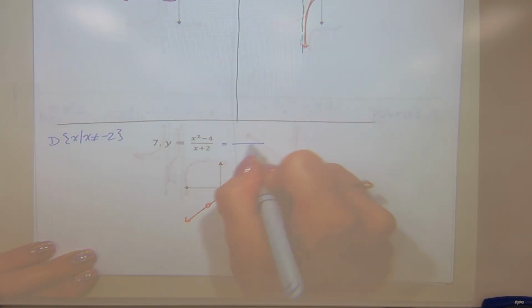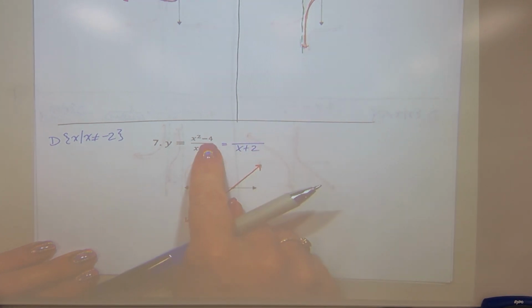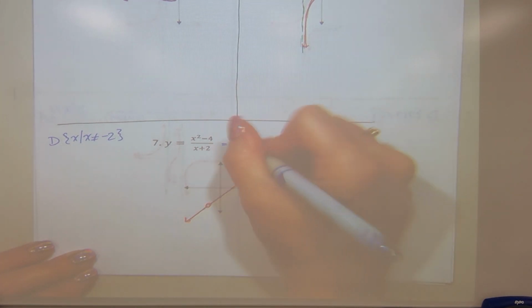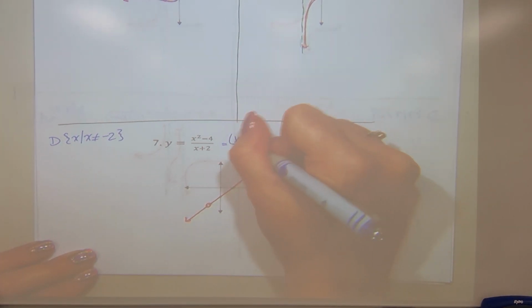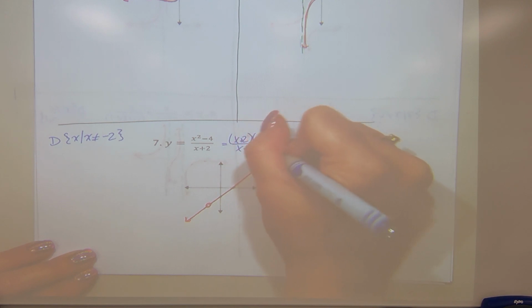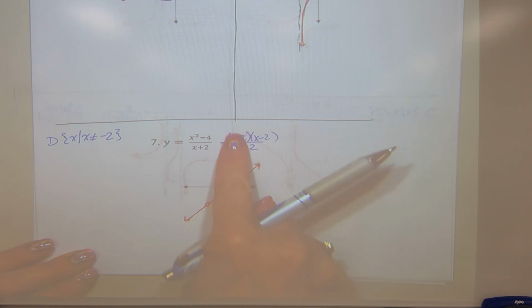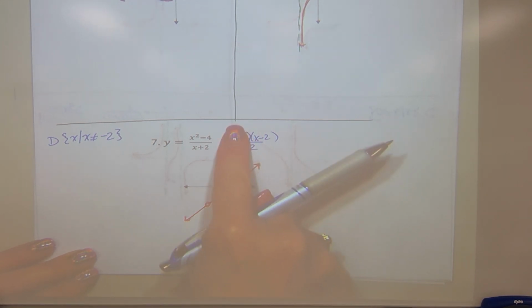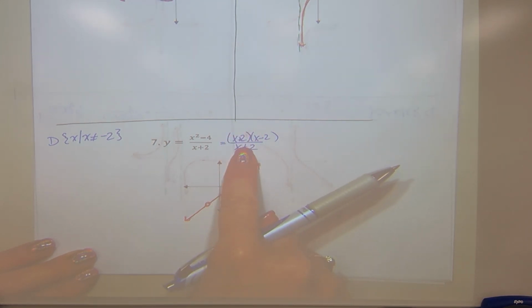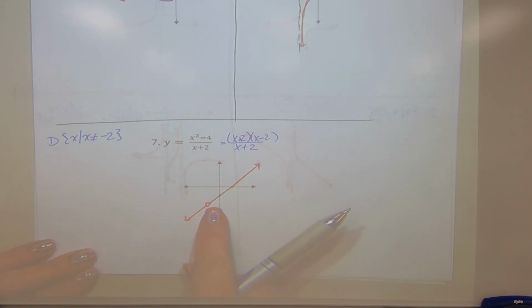Now my denominator doesn't factor, but my numerator does. Do you recognize that difference of squares again? Difference of squares factors out to give me conjugate pairs, x plus 2, x minus 2. That factor x plus 2 will cancel out and give me a 1, which is why it results in a hole rather than a vertical asymptote.